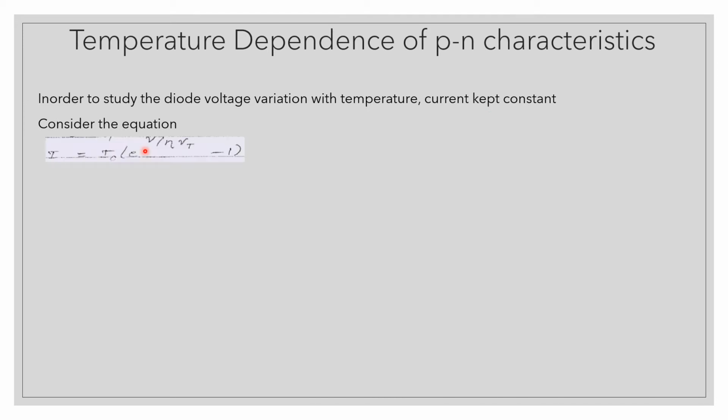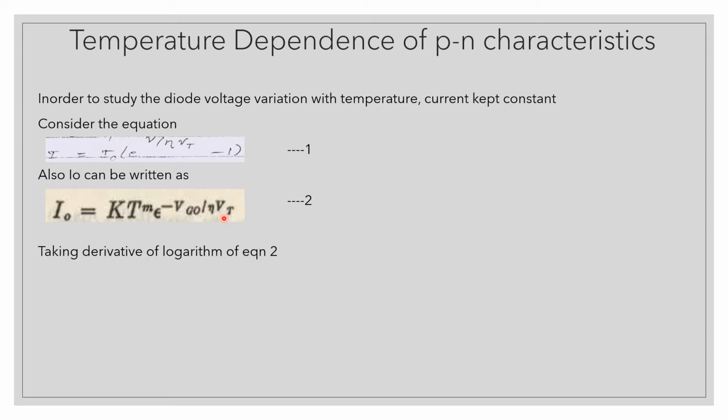Consider the equation I = I0 (e^(V/ηVt) − 1). Equation 1. Also, I0 can be written as I0 = K T^m e^(−Vg0/ηVt). Equation 2. Taking the logarithm of equation 2, we get ln I0 = ln K + m ln T − Vg0/ηVt. Equation 3.